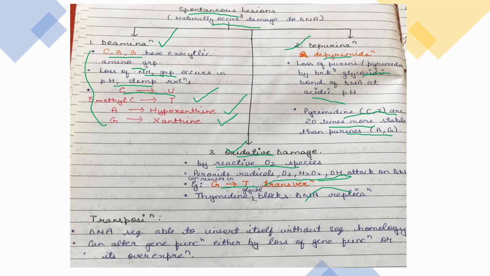Now transposition, as you know, is done by transposable elements, which are also known as jumping genes. So they are the DNA sequences which are able to insert themselves into DNA without any sequence homology. Means they are not similar to the DNA sequence, but they can attach themselves anywhere between the DNA. They can alter the gene function either by loss of gene function or by its overexpression.